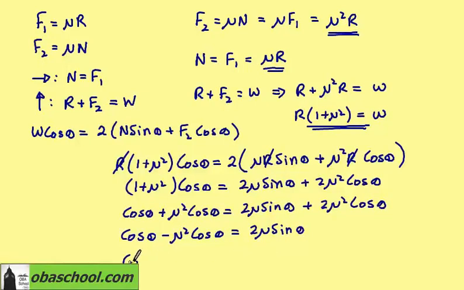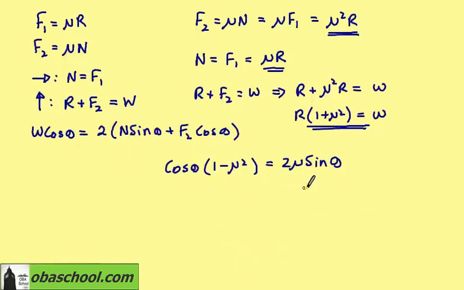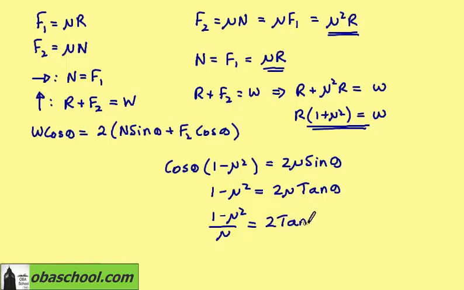Common factor of cos theta into (1 minus mu squared) is 2 mu sine theta. And then dividing both sides by cos theta gives 1 minus mu squared is 2 mu tan theta. So (1 minus mu squared) over mu is equal to 2 tan theta.